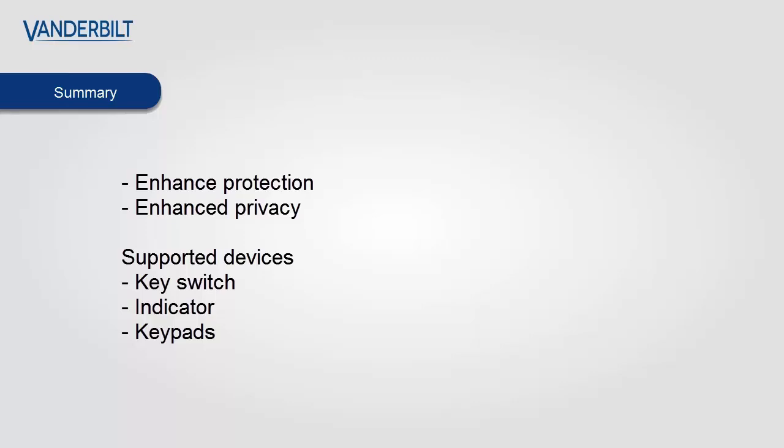Again, just to recap on what we've achieved here, we can enhance the protection of the system by hiding its status and using a dual system in order to gain access to keypads. And we can also enhance the privacy of the system, hiding the state of any element of the system until either a code is entered or certain states are met.